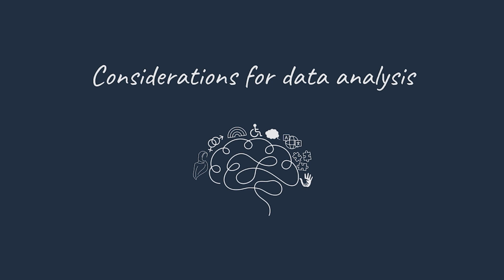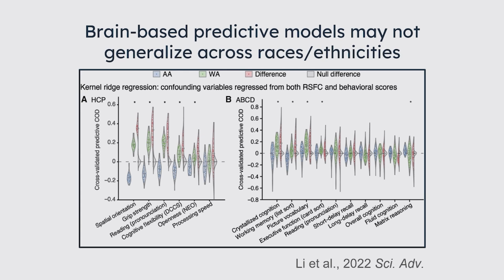And in recent years, there's been a lot of work seeing how these models generalize across populations. And spoiler alert, they don't. There's been work looking at relationships between brain data and cognition across different domains, and how they generalize across different populations. Specifically, they looked at HCP data as well as ABCD. So that's Human Connectome Project and Adolescent Brain Cognitive Development. In the blue, you'll see the violin plots for results in African Americans. The green is white Americans, and in red is the difference.